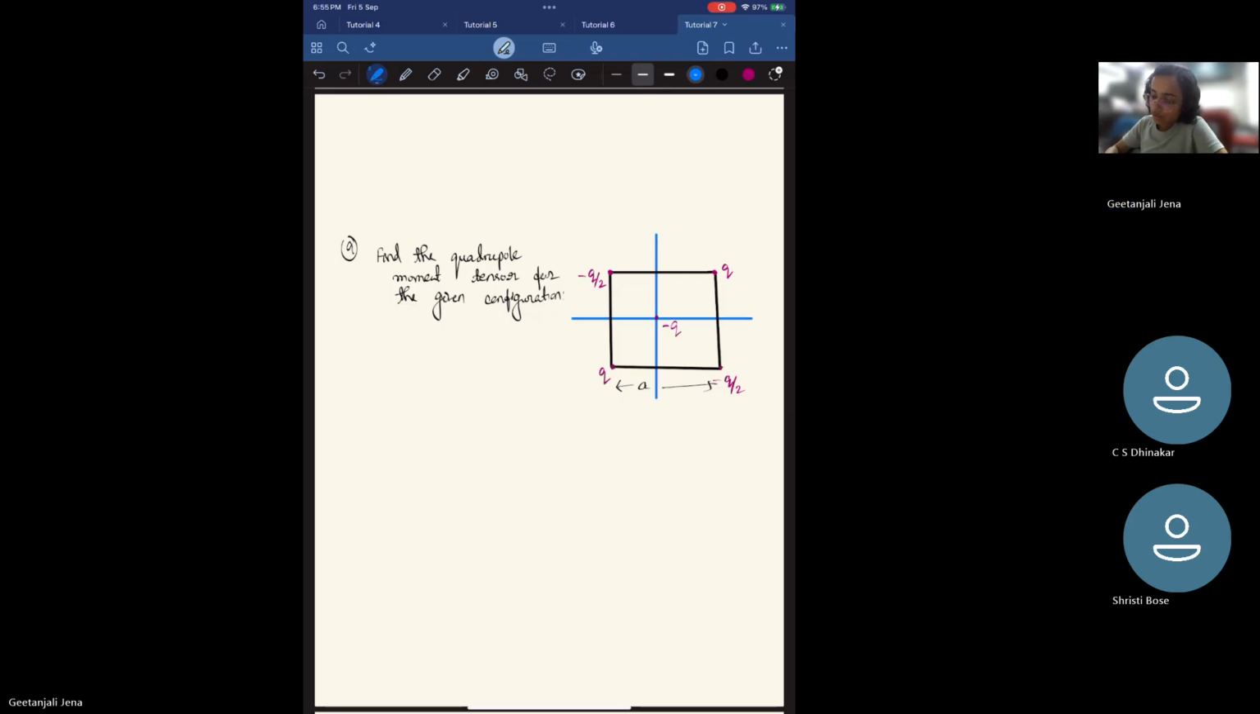Okay, so let us solve it in detail. Only this problem I will solve in detail. For the other problems, we'll briefly go through the steps only. So if you recall, the quadrupole moment Q_ij is half the integral of (3 x_i' x_j' minus r' squared delta_ij) rho(r') dV'.